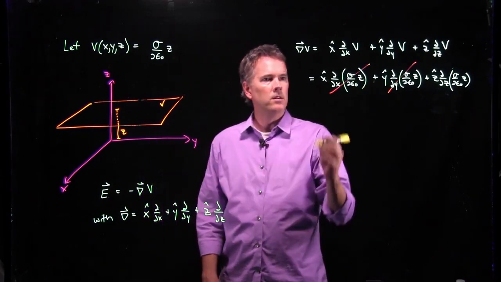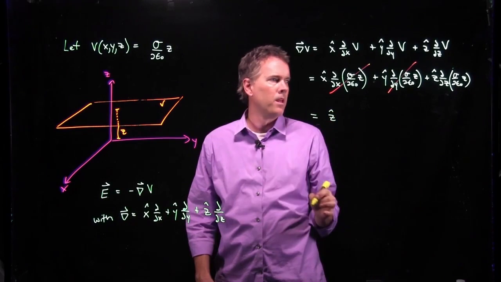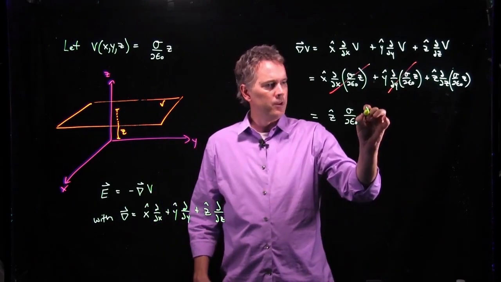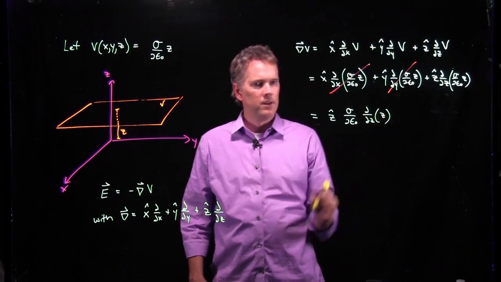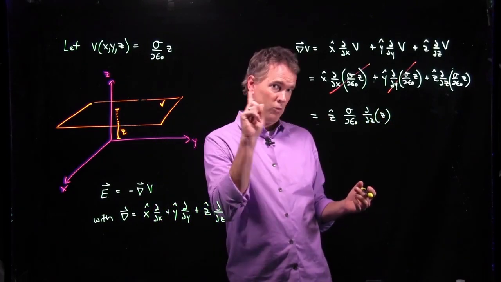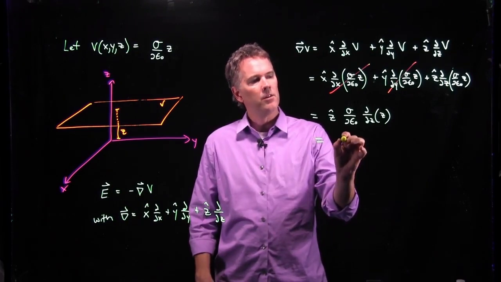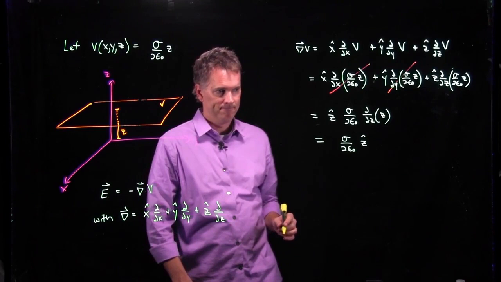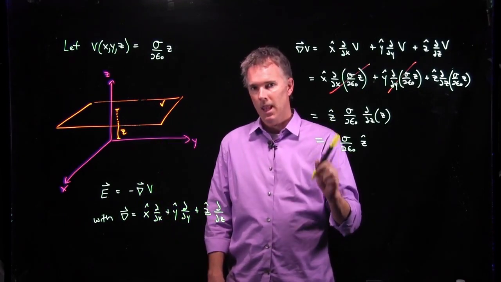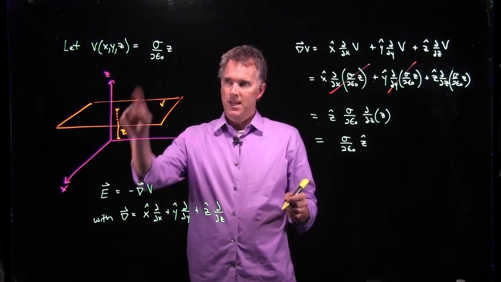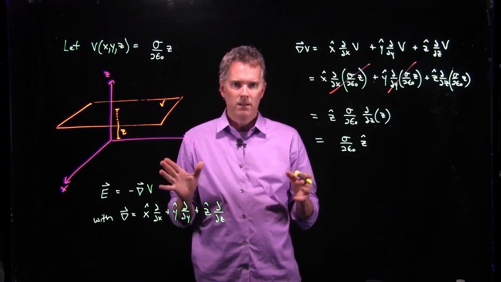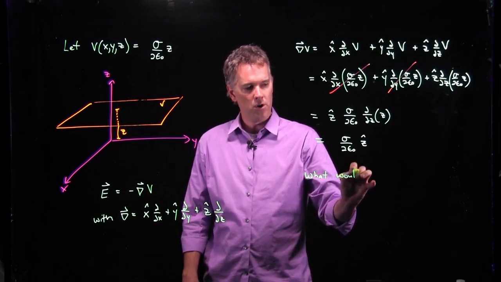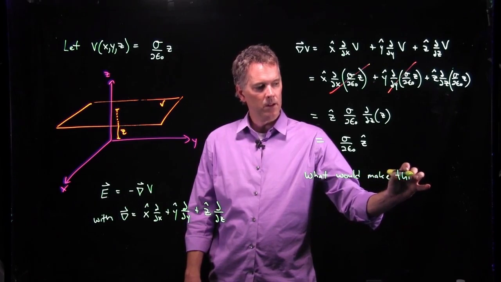All right, but we know how to do that. The z hat's just hanging out in front. We have sigma over 2 epsilon naught, and then we have the derivative of z. But the derivative of z with respect to z is just 1. And so this whole thing becomes sigma over 2 epsilon naught z hat. Okay? That is what the electric field is if the potential has this behavior. What could possibly make an electric field like that? What sort of charge distribution would make this electric field?